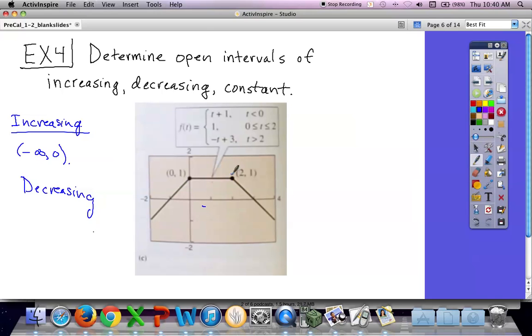Right? It's decreasing on that segment right there. So it's starting at x equals 2, and then it goes down all the way to infinity. So 2 to infinity. And then what's it doing between 0 and 2? It's constant. It's not changing. So the constant interval would be 0 to 2.